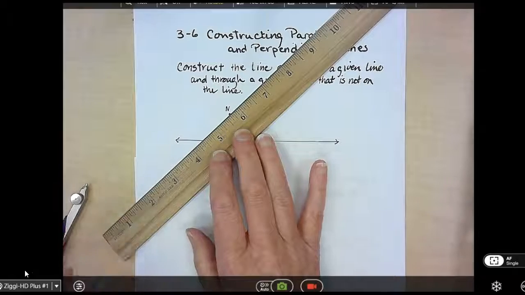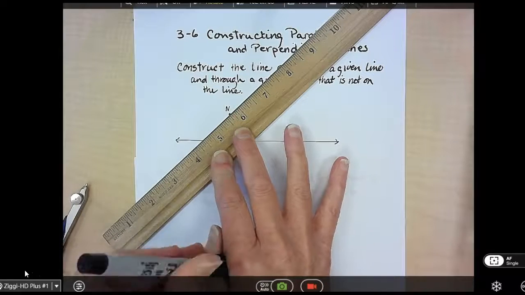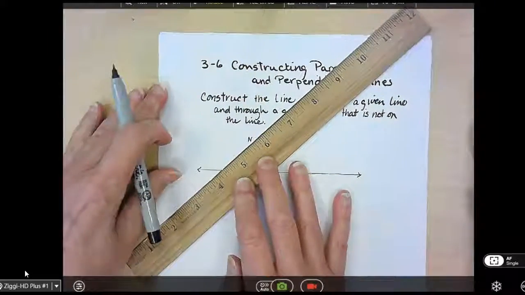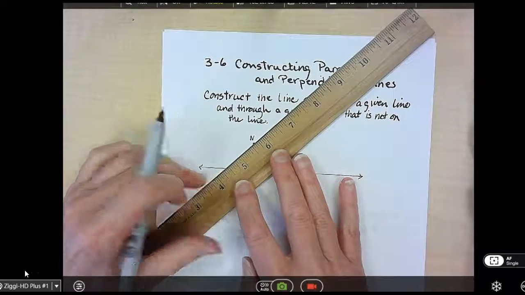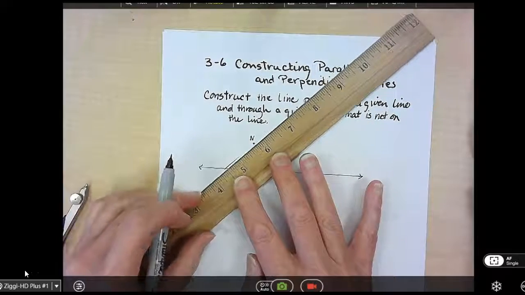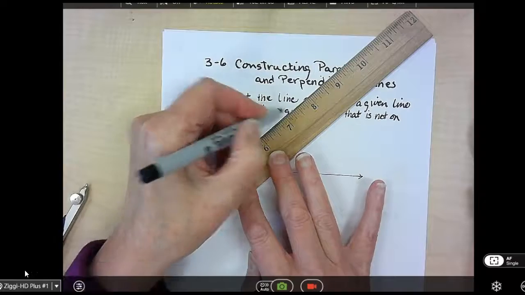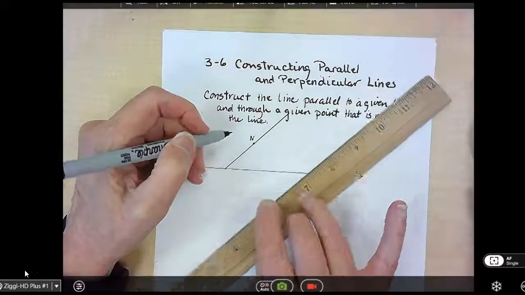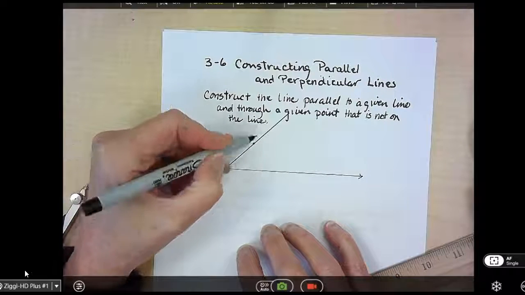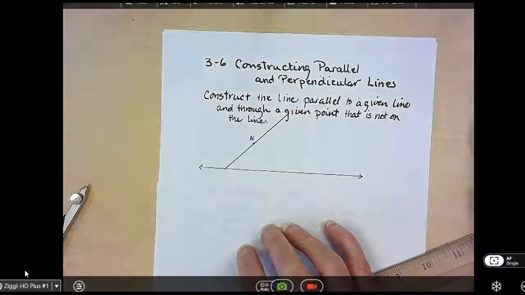need an angle. So we can come off of here at any angle that we want, and as long as we go through the point, nope, that didn't work. So let's try it again. I got it on the ruler instead of off to the side of the ruler. So this is the angle I'm going to copy, and I'm going to copy it up here at point N.